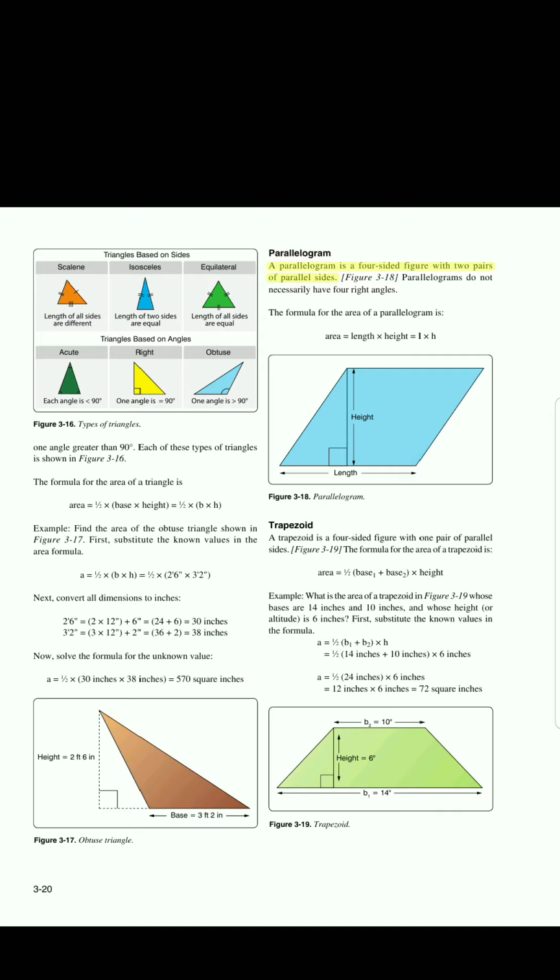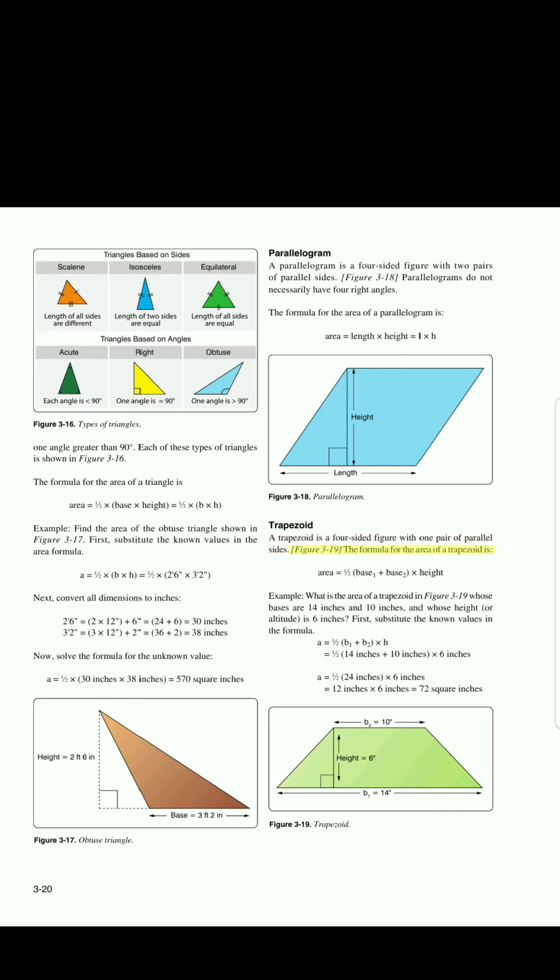Parallelogram. A parallelogram is a four-sided figure with two pairs of parallel sides. Figure 3-18. Parallelograms do not necessarily have four right angles. The formula for the area of a parallelogram is area equals length times height equals L times h. Length. Height. Figure 3-18. Parallelogram. Trapezoid. A trapezoid is a four-sided figure with one pair of parallel sides.